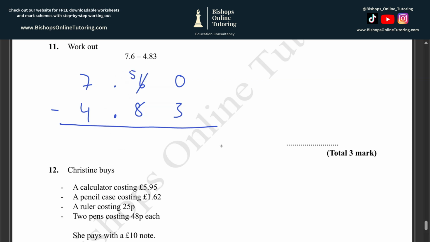So we change this into a 5, borrow a 1. Now 10 take away 3 is 7. 5 take away 8, we can't do that either. So change the 7 to a 6, turn this into 15. 15 take away 8 is 7. Leave the decimal point there. 6 take away 4 is 2. So our answer is 2.77.